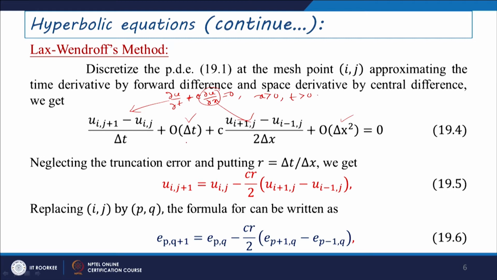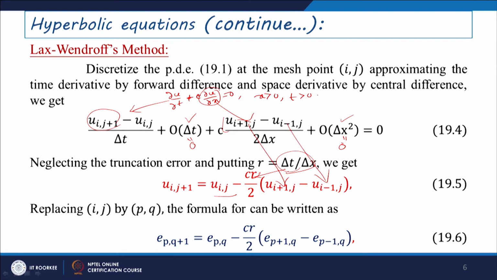Obviously, if we consider this term as 0, then we have the coefficients such that uij plus 1 can be written with del t taken to the other side. So we write c del t by 2 del x as the coefficient of ui plus 1 j minus ui minus 1 j, plus uij. That is why it is written as uij minus cr by 2, since r is defined as del t by del x, times ui plus 1 j minus ui minus 1 j.